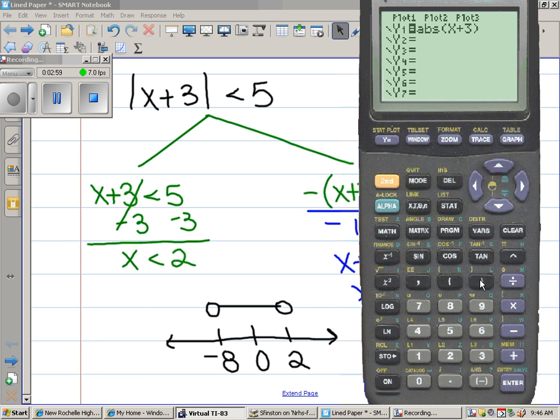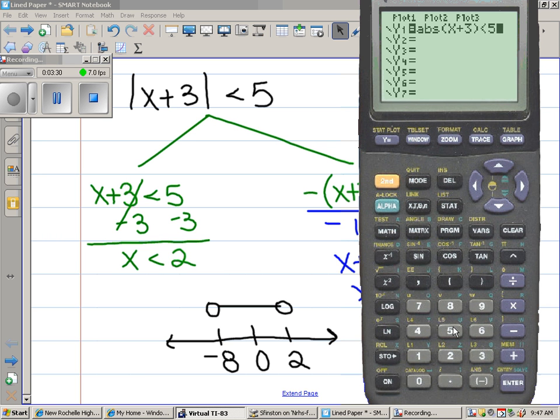Close the bracket. Does anybody know where we find these inequality symbols? Do you see above the math button there should be a word called test? Okay. Second test. And there's all the symbols, right? We are going to scroll down to the one that matches. 5, hit enter, and then type in that last number.